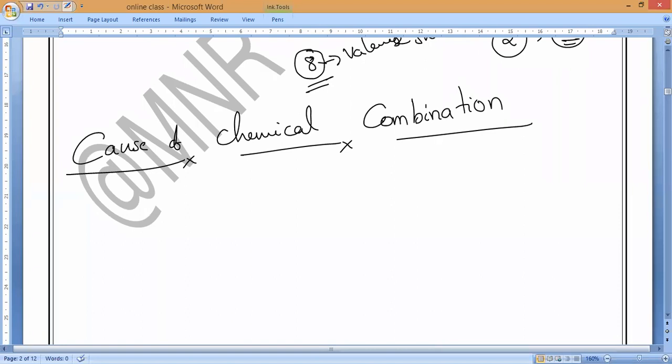The atoms combine with one another to achieve the inert gas electron arrangement and become more stable.